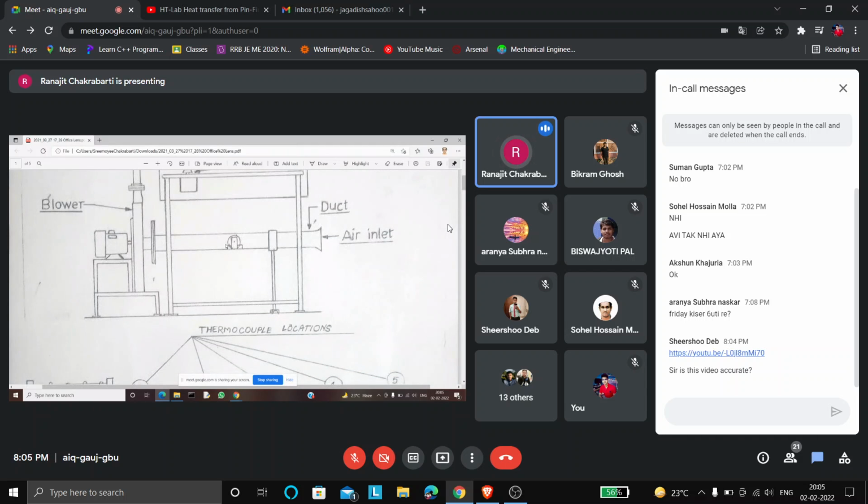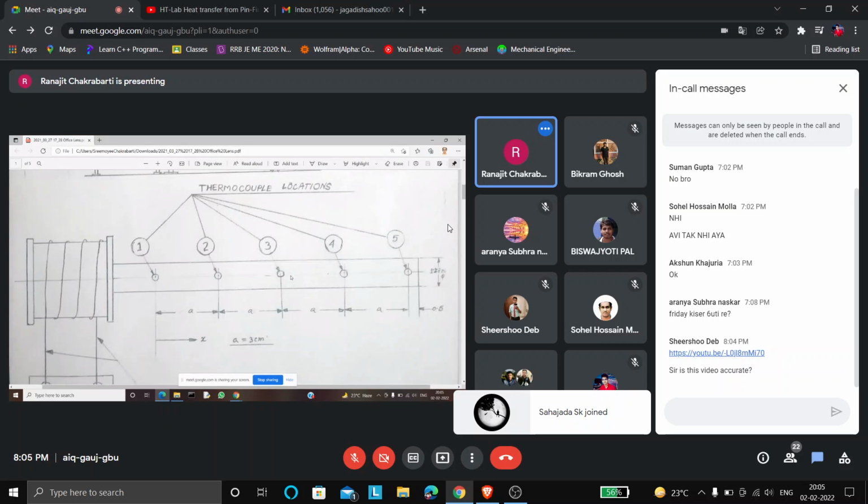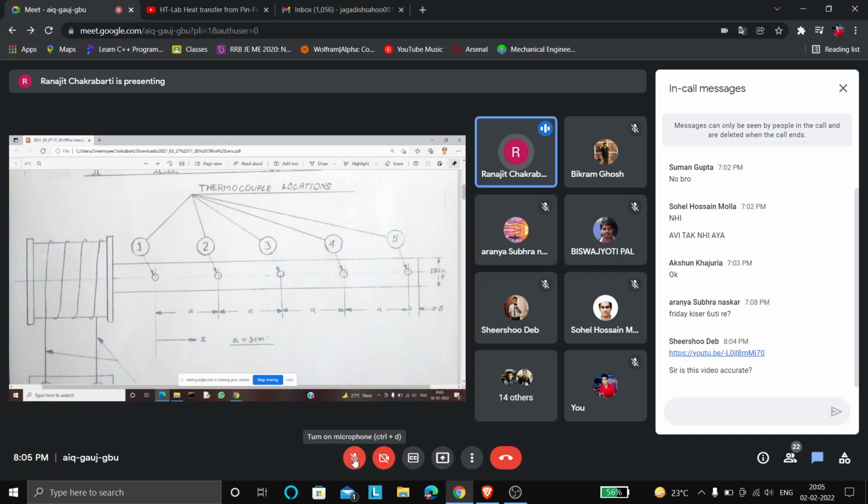As you were asking, the fin is inserted inside the duct, and it is covered by moving air. The air is moving perpendicular to this axis. This is the x-axis, you can say. You consider a perpendicular axis. In this perpendicular direction, air is flowing. So we are considering the airflow is perpendicular to the length of the fin. And whatever velocity you have considered, that velocity is in the perpendicular direction. Now, any question?